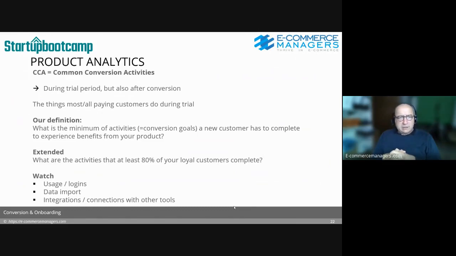What to watch in your analytics? Of course, usage and logins. So logins, the amount, how often they log in. Usage, like do they only view the dashboard, or do they go deeper? What do they do within your environment? If you need, for example, a data import or a data connection or integration, for example with Google Analytics or any other tool, have they set it up, integrations with other tools? So really monitor: are they doing the common conversion activities?